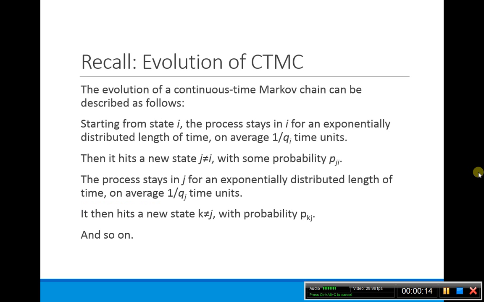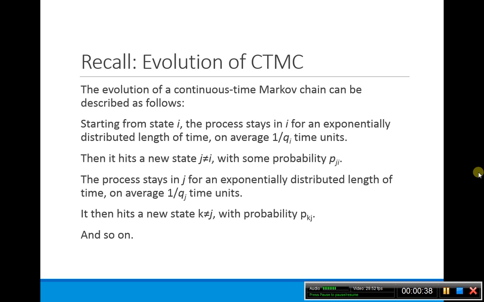Okay, so we're going to start this section by reviewing what we did last lecture when we talked about continuous time Markov chains. Basically what we said previously was that we start in state i, then we have a certain amount of holding time that we stay in state i. We say this holding time is exponentially distributed with parameter q_i. So we would stay in state i for an average of 1 over q_i time units.